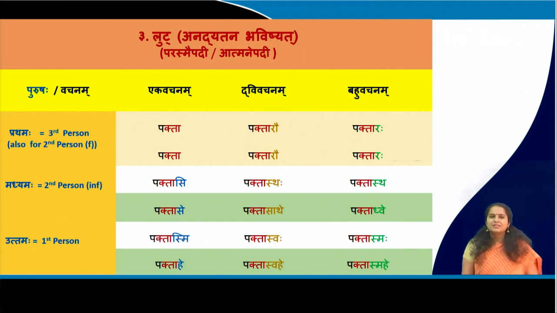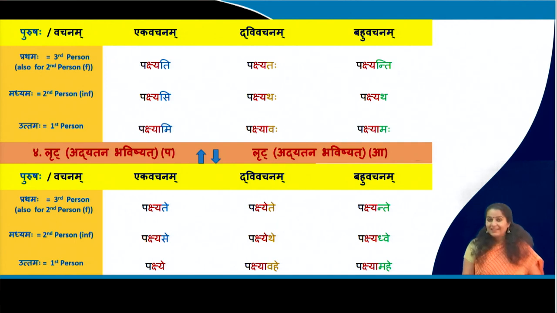Astu. So although this is an anadyatana bhavishyat, I must mention to you that praya vayam lrit lakarasya eva adhikam prayogam kurma adyatve. We tend to use more of the lrit lakara to talk of not only the adyatana bhavishyat but also the anadyatana bhavishyat is sometimes or often presented using the lrit lakaraha. Okay. Tari lrit eva trasti adyatana bhavishyat iti. Tari tatra kim bhavati pakshati pakshataha pakshanti pakshasi pakshataha pakshatha pakshyami pakshyavaha pakshyamaha. Okay.